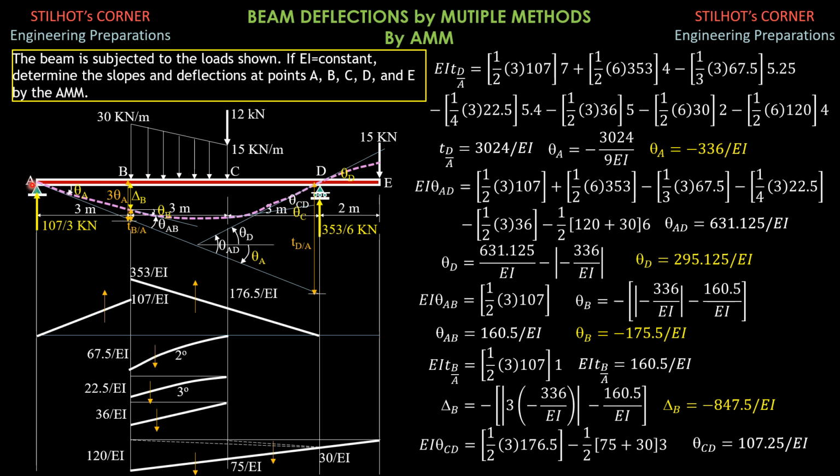But the slope of the tangent at A, because it is down to the right, this is a negative slope in the fourth quadrant. So tangent theta A is opposite over adjacent. So it is negative of 3024 over EI divided by 9. So that's why the slope at A is negative 336 over EI, just like when I presented the solution to this by the double integration method.